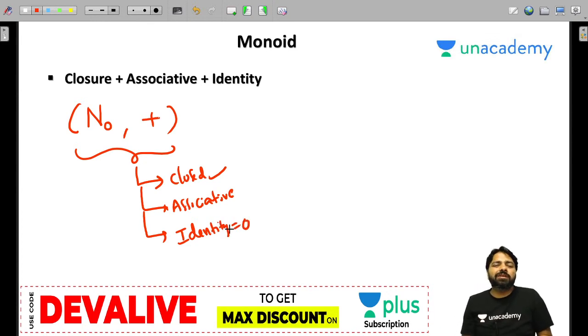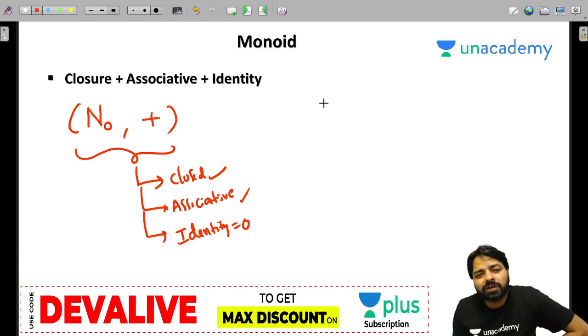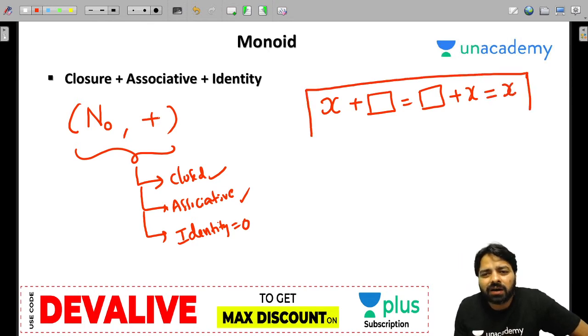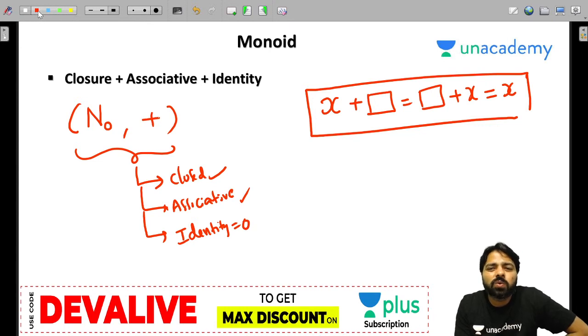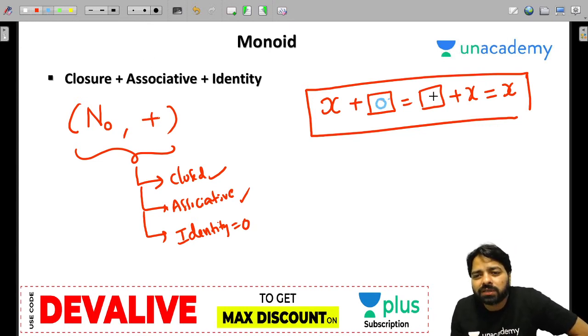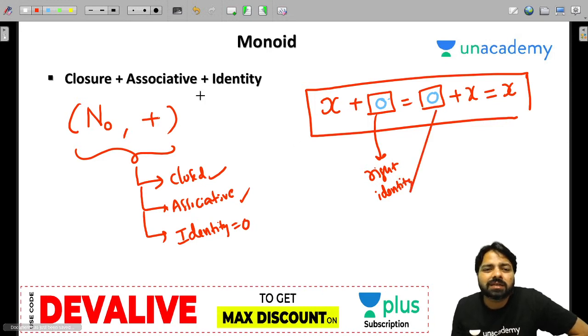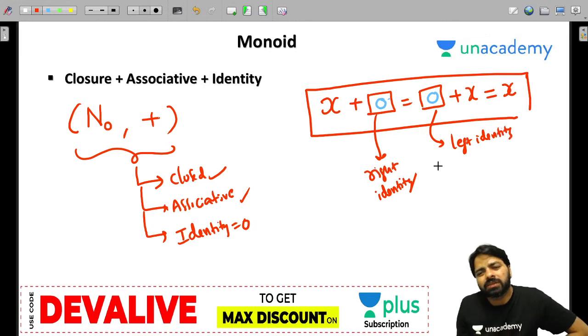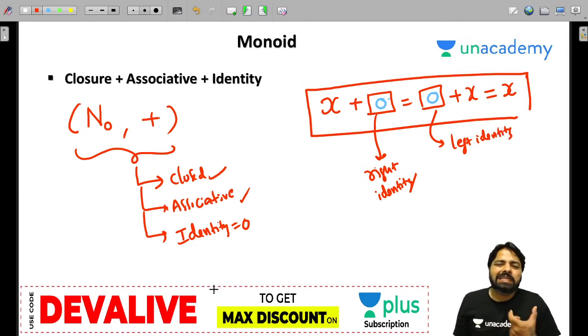Then what is the identity definition? Identity is: x plus ID is equal to ID plus x is equal to x, and that box you need to find, who is that here. That 0 we got, the first 0 is called the right identity because it is on the right side. The second 0 is called the left identity. Yeah, this is called the identity property.